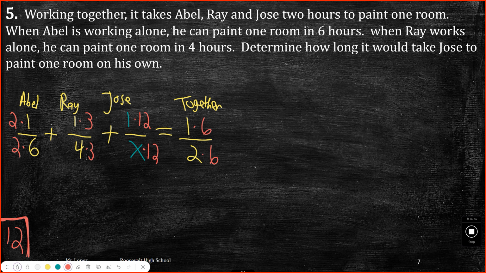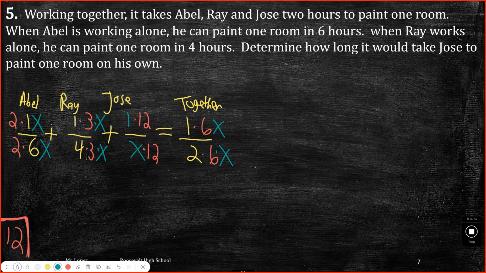Do we have a common denominator? No. What do these other ones are missing? X. So this one is an X, this is an X, this is an X. Now do we have a common denominator? Yes or no? Isn't this 12x? Yes?